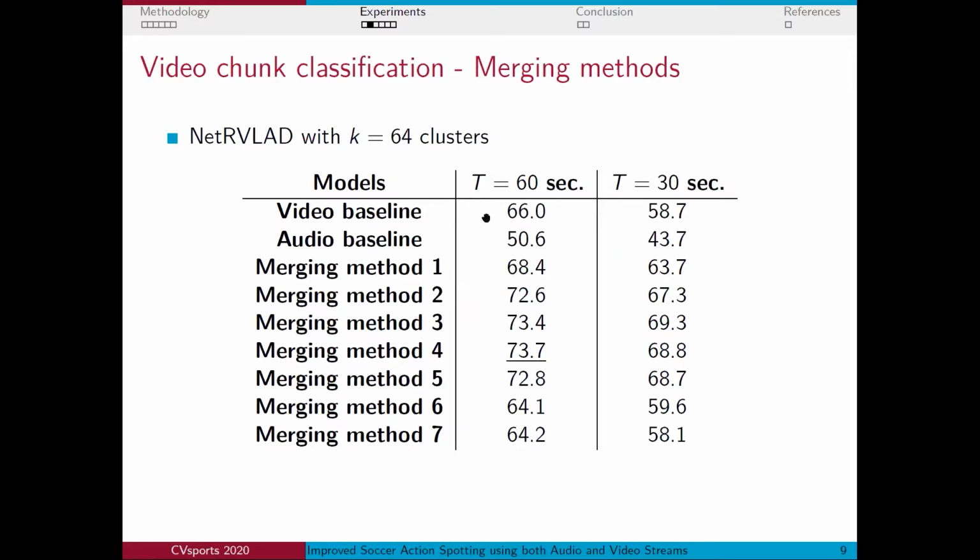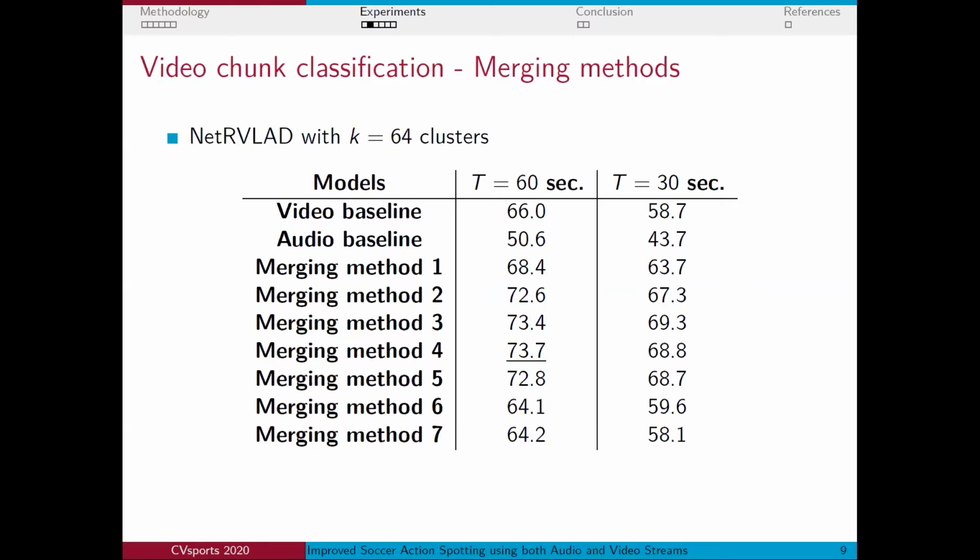The video baseline row corresponds to the result using only the video stream. The audio baseline is just using the audio stream. And the 7 other rows correspond to the models using our different merging methods. We can observe that using windows of 60 seconds provides better results than 30-second windows. This can be explained by the fact that with 30-second video chunks, the background class represents more than 93% of the training set. For the 60-second video chunks, this class is only 87% of the training set.